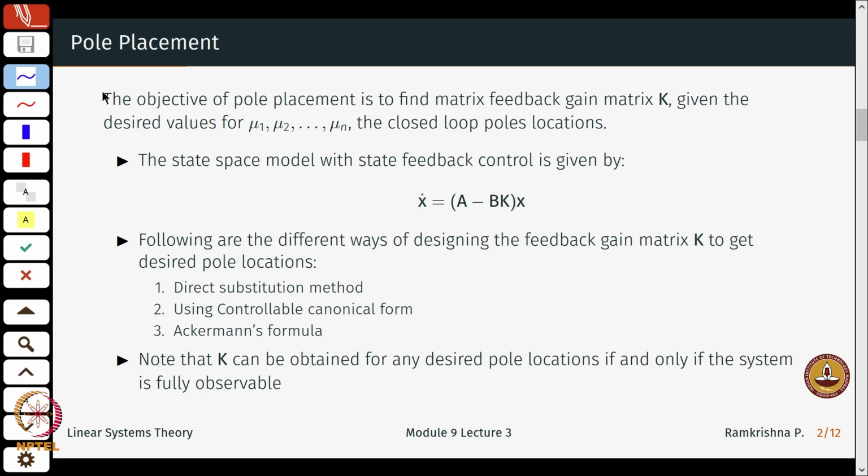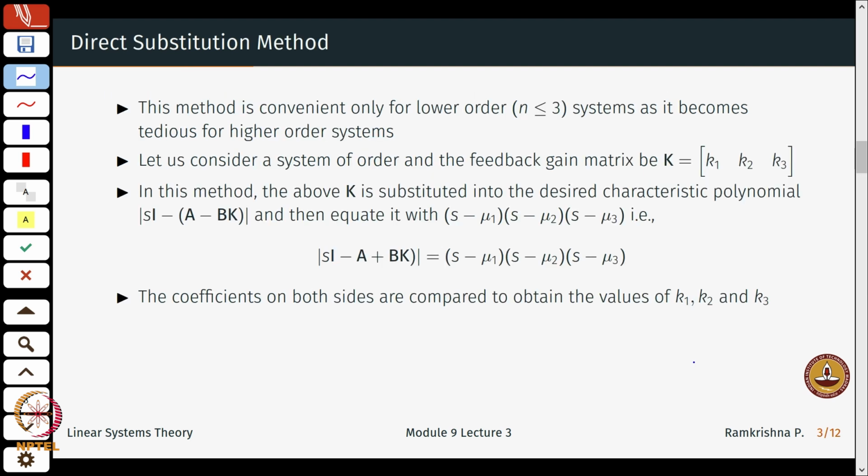So what is the objective again? The objective is to find a feedback matrix K such that the closed loop poles have the desired locations from mu1 till mun. We will look at these three methods, and the system should be controllable here. Towards the end of the lecture we will prove that K can be obtained if and only if the system is completely controllable. We will first start with the direct substitution method.